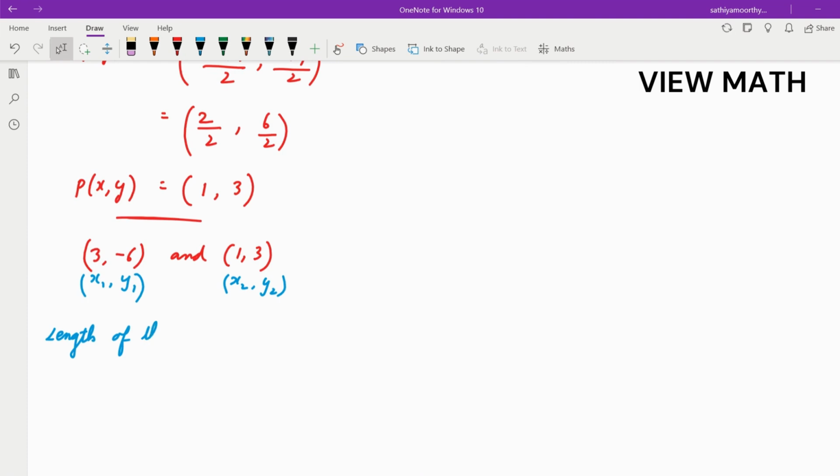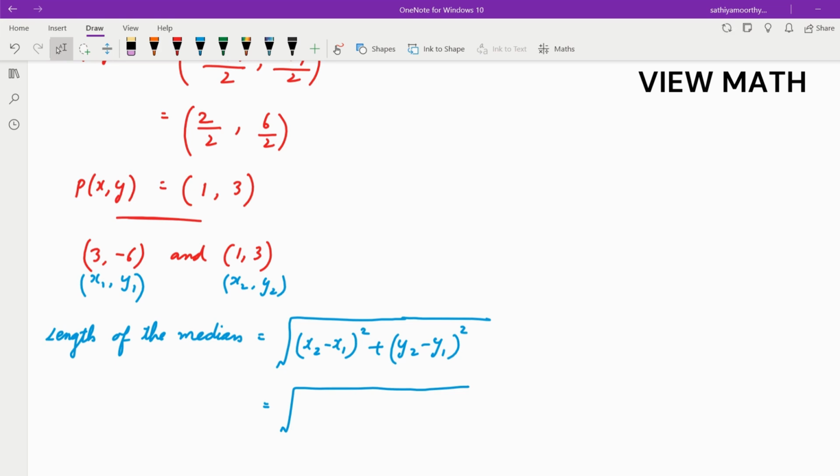Length of the median is equal to square root of (x2 minus x1) the whole square plus (y2 minus y1) the whole square. This is a formula. Now I'm going to substitute in this formula to find out the length of the median. Square root of x2 is 1, minus x1 is 3, the whole square, plus y2 is 3 minus y1 is minus 6. Already I have a minus here, so it becomes plus 6 the whole square.